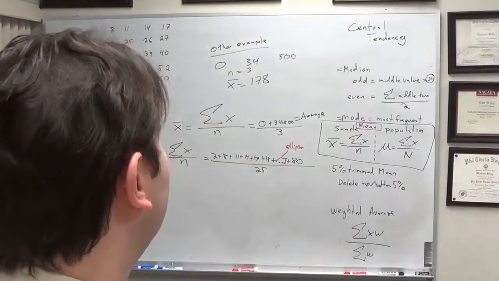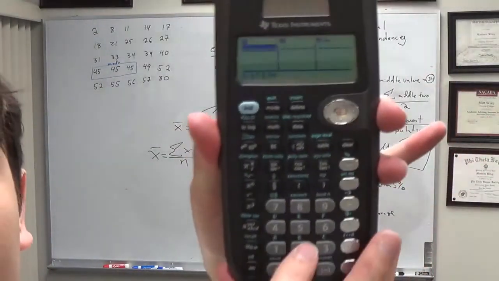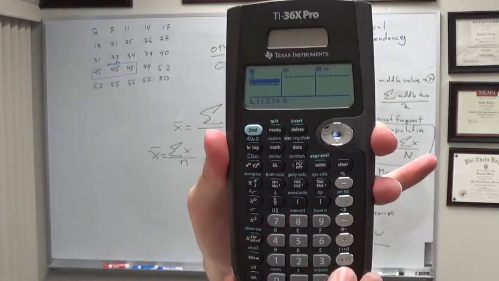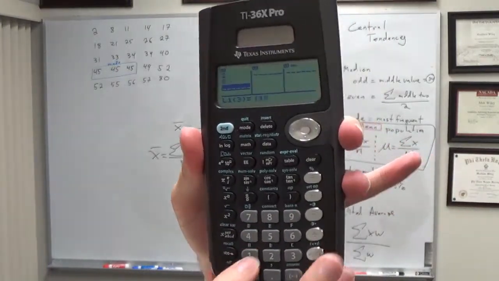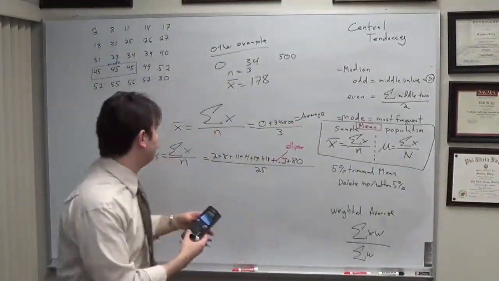I've got the numbers 2, 8, 11, and 14 on my screen up there, so I'm going to type in 2 and hit Enter, and then I'm going to type in 8 and hit Enter, and then I'm going to type in 11 and hit Enter. And you see how I'm doing this? And so I'm going to go ahead and type this in large form.